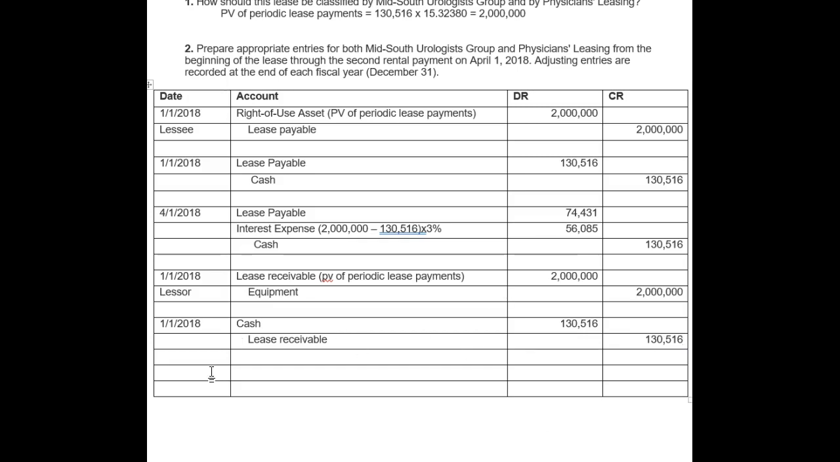Now, what would happen on April 1st when we did the next payment? We're going to run out of line, so I'm going to add one. My apologies there. So in April, we're going to again receive a payment, and we're going to receive the payment for $130,516, just like before.